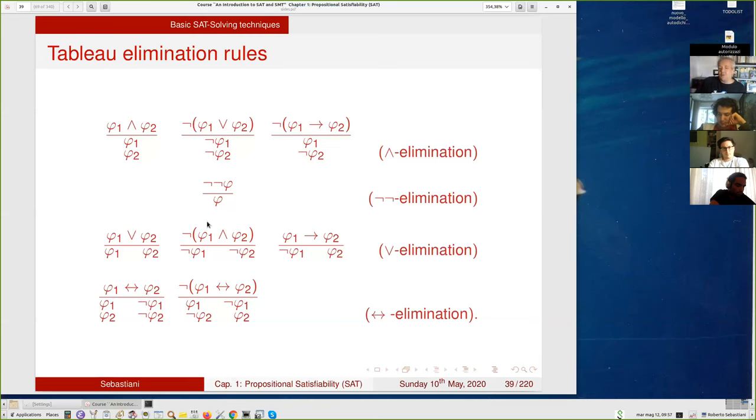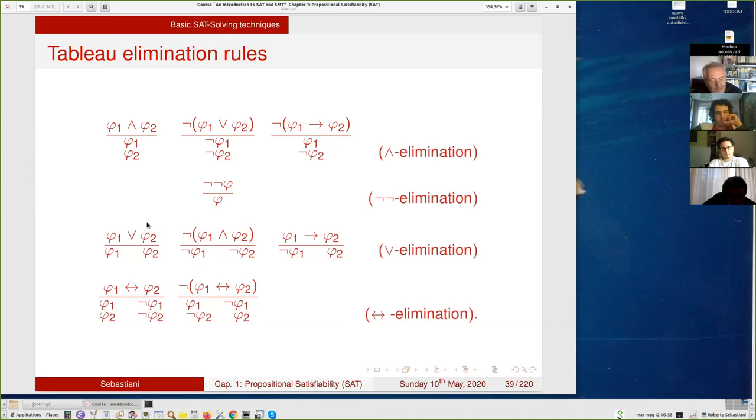And then, the most important ones are the branching rules. The branching rule for or elimination is the following: phi 1 or phi 2 can be split into the phi 1 case and the phi 2 case. So from phi 1 or phi 2, you create one branch with phi 1 and another branch with phi 2. The same holds for not phi 1 and phi 2: you can rewrite this as not phi 1 or not phi 2, so you apply the same rule. Remember that phi 1 implies phi 2 is the same as not phi 1 or phi 2. So the key point is the or branching rule: you take phi 1 or you take phi 2, and then you go ahead.